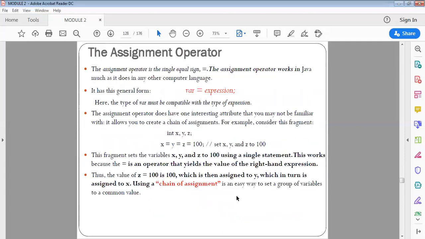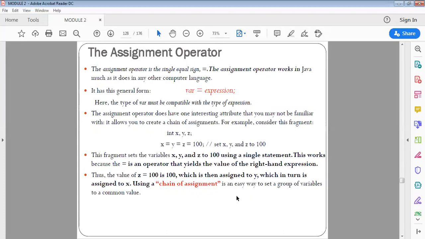Next you come to the next topic, the assignment operator. The assignment operator is a single equal sign. It works in Java as much as it does in C and C++ also. With the assignment operator, on the left you should have a variable and on the right you should have a value. Example: a is equal to 1. So a is a variable and 1 is the expression. The variable should also belong to the data type of the value you are giving. Suppose you give a is equal to 1, then a should be declared with the data type int.